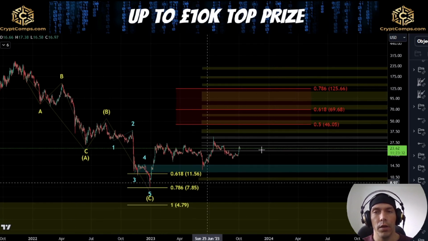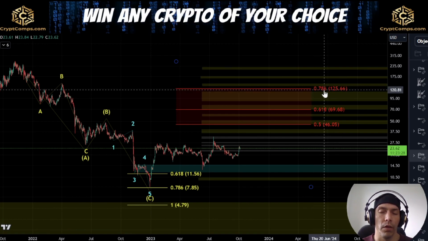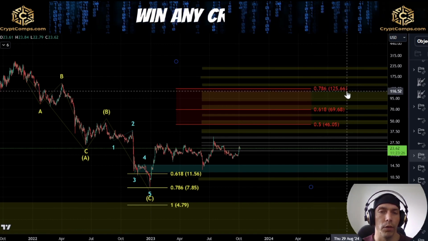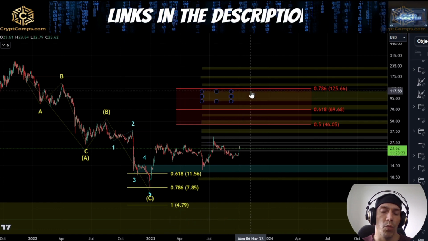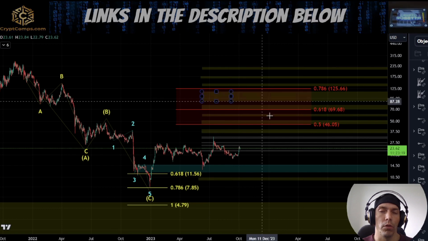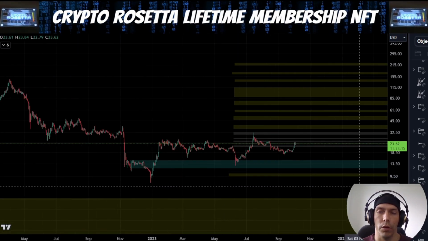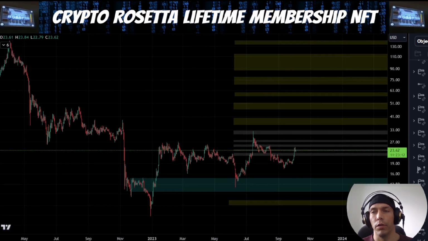Within this idea, we need to be very careful until we start breaking and finding support above this 786 here at 125.66. Any kind of a three-wave move up into this zone could actually just face us with rejection, and we could look to continue down. Within this idea of a bullish move to the upside off of these lows, there's a couple of ways I'm currently still looking at it.